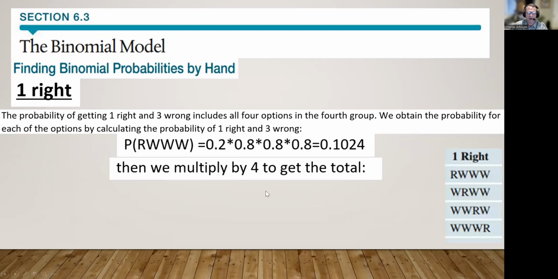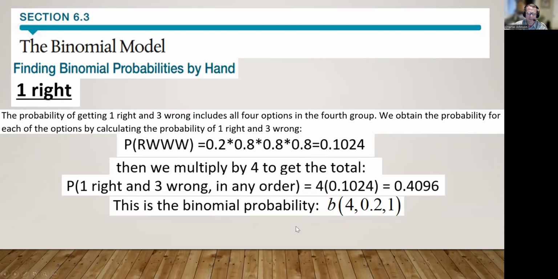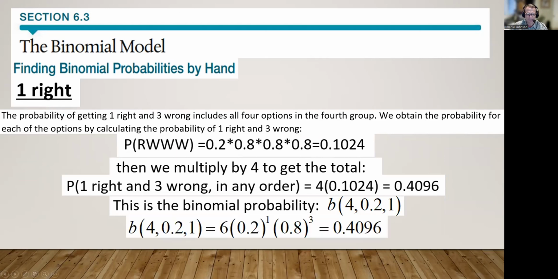And because there were 4 of them in that column, we multiply that by 4 to get that probability of 0.4096. So the probability to get 1 right and 3 wrong in any order is 0.4096. Now, this is just the binomial probability of 4 trials, success rate of 0.2, and getting 1 correct. And again, we start to see this formula, 0.2 to the first times 0.8 to the third times the 4 for the number of ways that that can occur. So that's a rather high probability there, 0.4096.